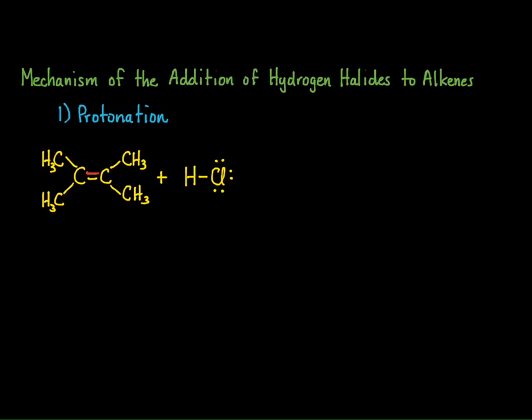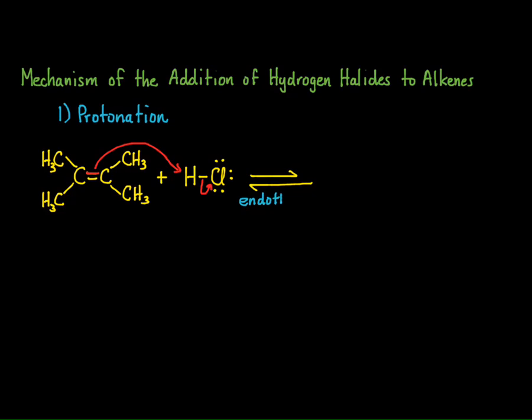Now, what happens? Well, the electrons from the pi bond donate to the proton. And when they do that, the hydrogen can only have 2 electrons around it, and therefore I have to break that hydrogen-chlorine bond, and the electrons go to the chlorine.